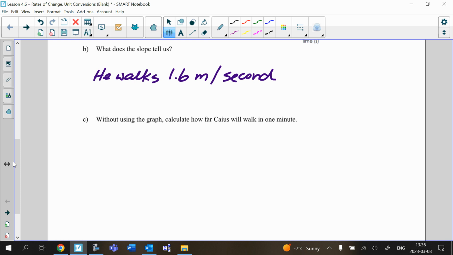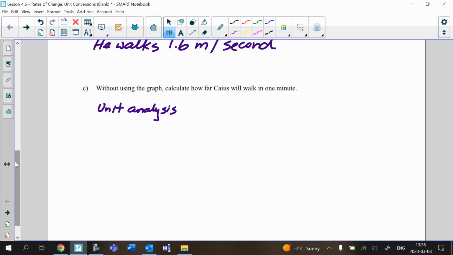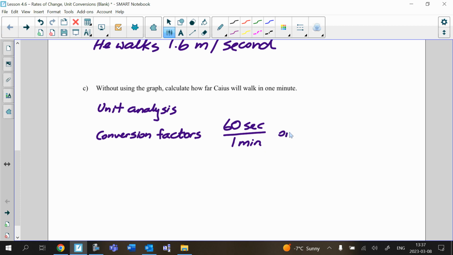So we can do something called unit analysis, where we use conversion factors. So we're dealing with converting between seconds and minutes. There's two ways you can write that. 60 seconds is the same as 1 minute, or 1 minute is the same as 60 seconds. Those being the same thing.